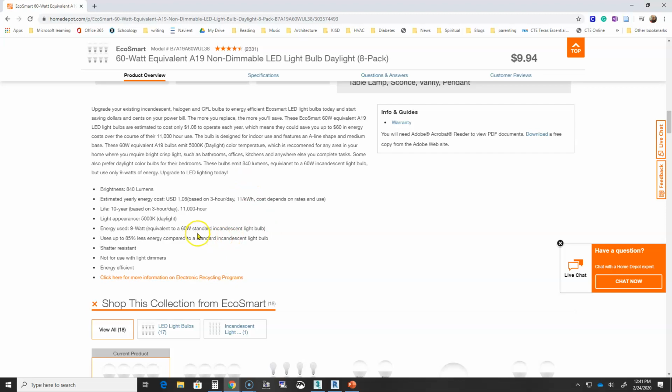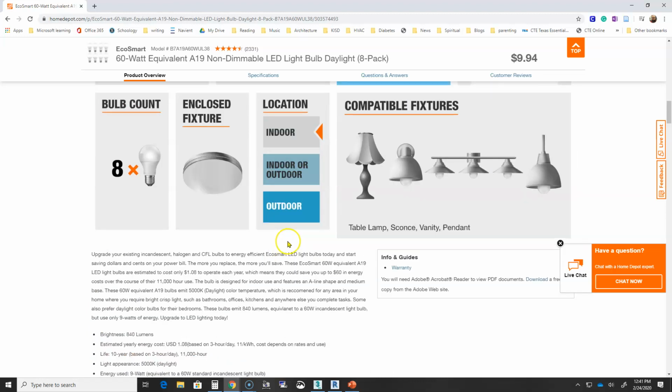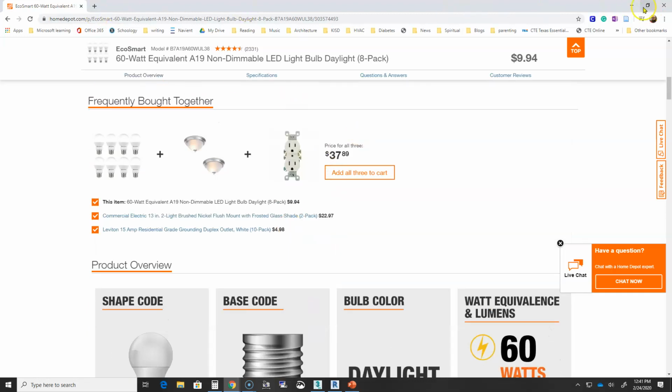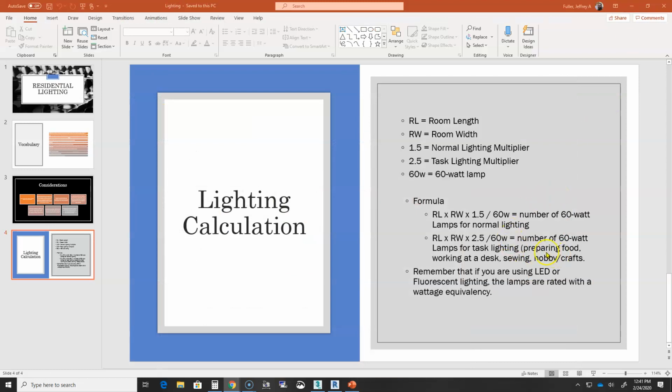So we would consider these in our calculations. We would consider these 9 watt light bulbs as part of our 60 watt formula. Okay, so going back to our formula here, real simple. The area of our room times the 1.5 or 2.5, divided by 60 watts, will tell us how many light fixtures we should have at that equivalency of 60 watts.